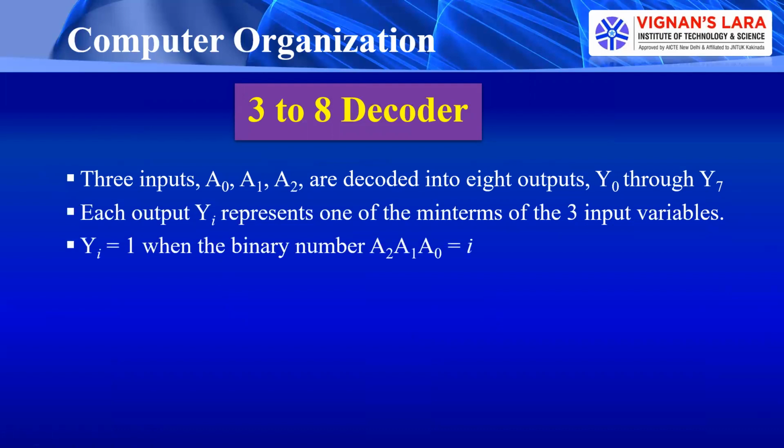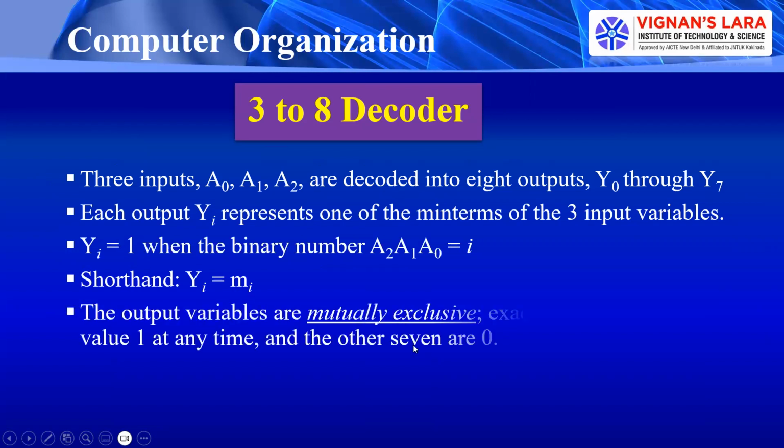And yi is equal to 1 when the binary number present on A2, A1, A0 is equal to i. That means instead of yi, if I write y1, that means A2, A1, A0 is 0, 0, 1. So that's the meaning of this. In shortcut, yi is equal to mi, because mi is nothing but the min term notation. Always we know that the min term value is equal to 1. The output variables are mutually exclusive.